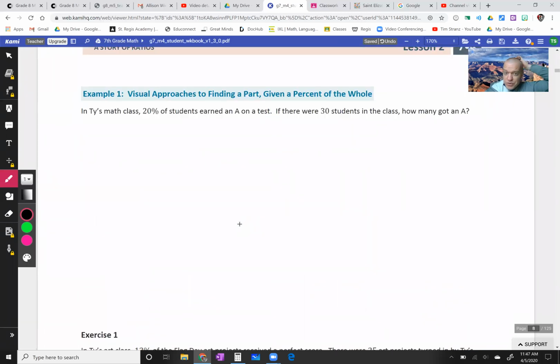Example 1, visual approaches to finding a part. In Ty's math class, 20% of the students earned an A. If there are 30 students, how many got an A? Okay, so remember these keywords of multiply, okay? So if 20% of the students, we don't know what that number of students is, so that's going to be my variable, m, okay? And then if there were 30 students altogether, how many got an A?